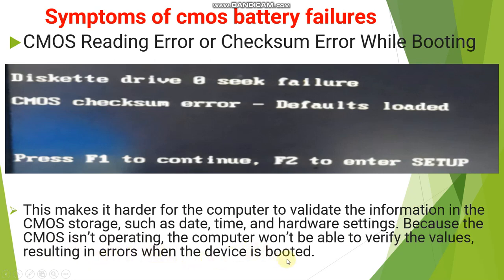So this means that a CMOS checksum error happens because if the CMOS battery fails, the CMOS memory will also fail. One of the functions of CMOS memory is to keep track of date and time and to keep the hardware setting and BIOS information. So if the CMOS memory fails due to CMOS battery failure, the computer will have a harder time validating the information in the CMOS storage, because the CMOS storage will no longer keep the date and time and hardware setting information.